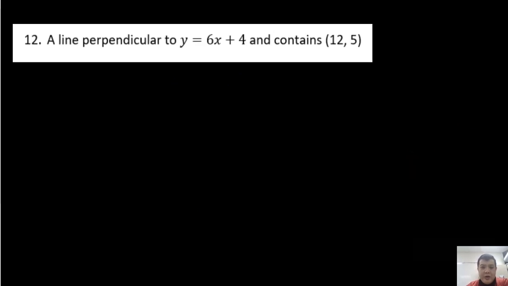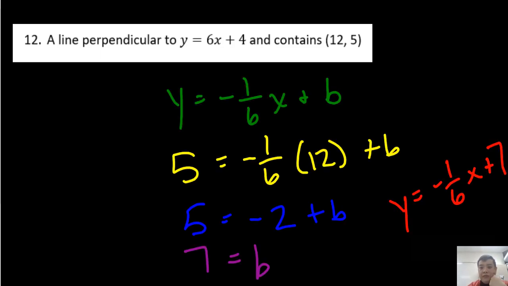Go ahead and try number 12 out on your own. Give your answer in slope-intercept form. What you should have found is that the equation is y equals -1/6 x plus 7.